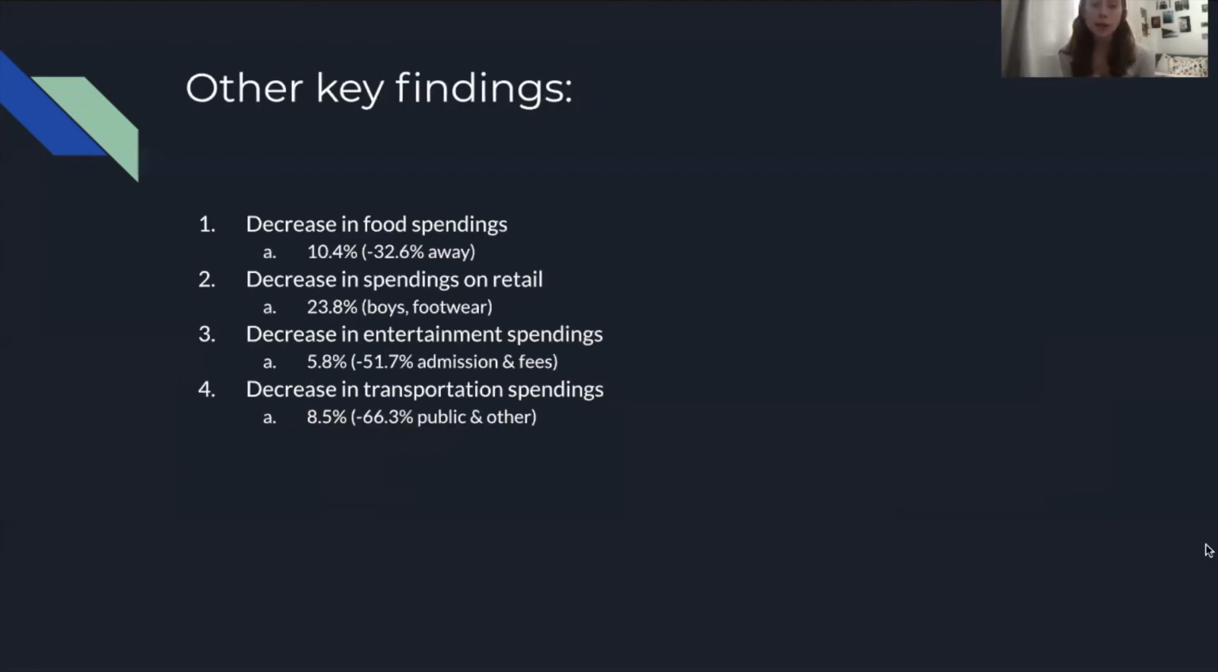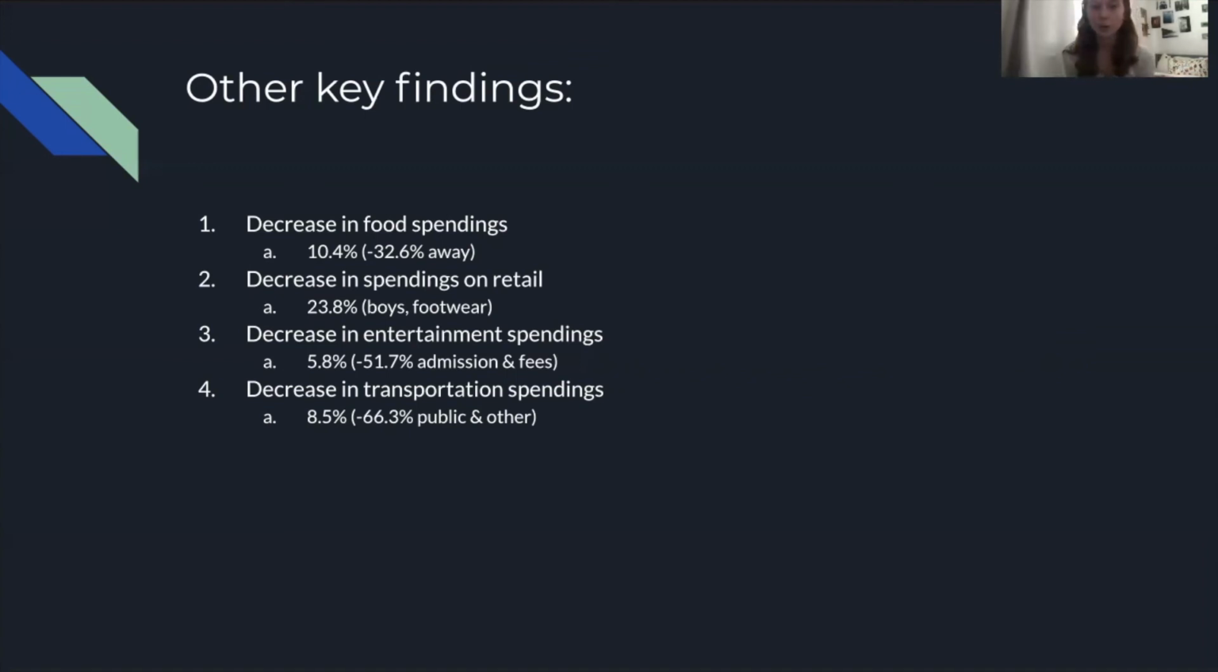And then some general key findings that I found pretty interesting and related to the pandemic in many ways. There's a decrease in food spending. There was a 10.4% decrease in food spending, and a big part of this was a 32.6% decrease in takeaway food, or food that you would eat out, because we weren't really allowed to go out, or it wasn't as accessible, or it just didn't make sense. Also many times it can be a lot more expensive. So that was an interesting thing.